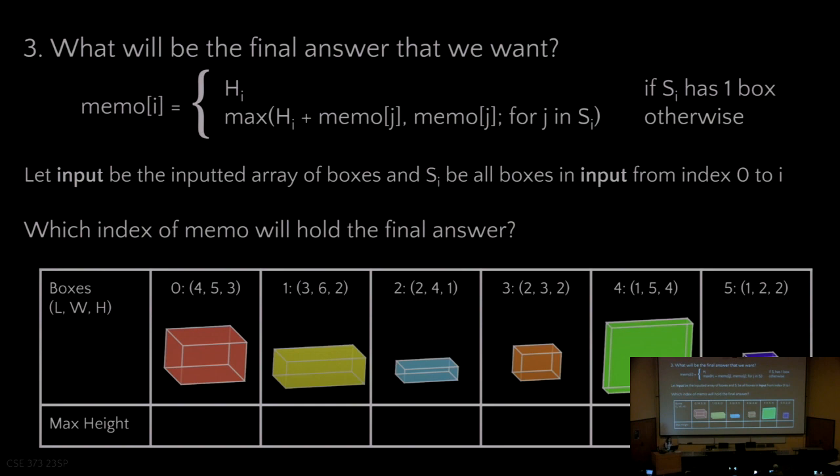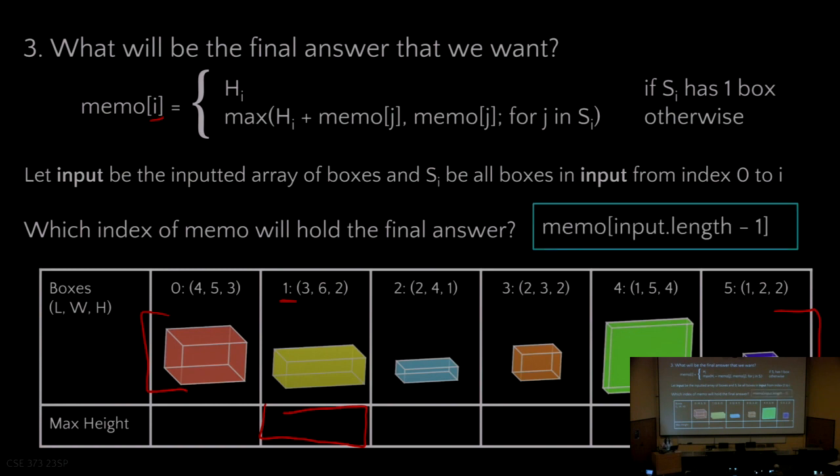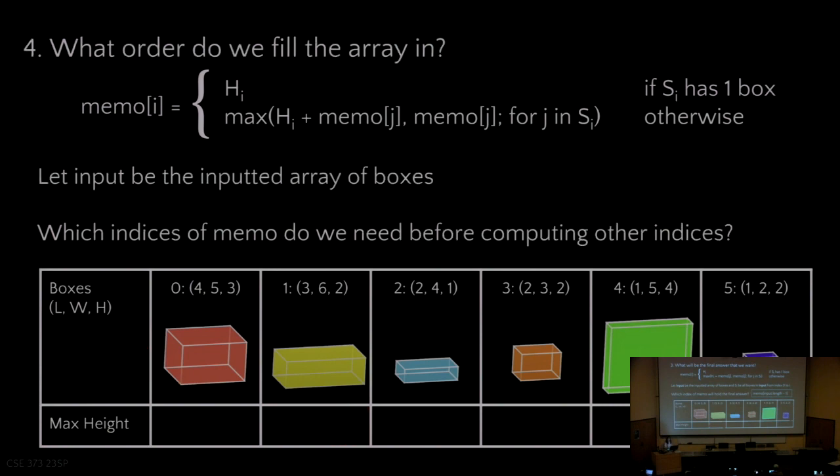And so at any index I, so like this index I, we are storing the highest possible stack using this set. So at what index do we store the highest possible stack using all the boxes? Yeah, exactly. So it's going to be the last item in the array, and since the size of the array is input.length, that index is going to be input.length minus 1. Any questions on that? Okay.